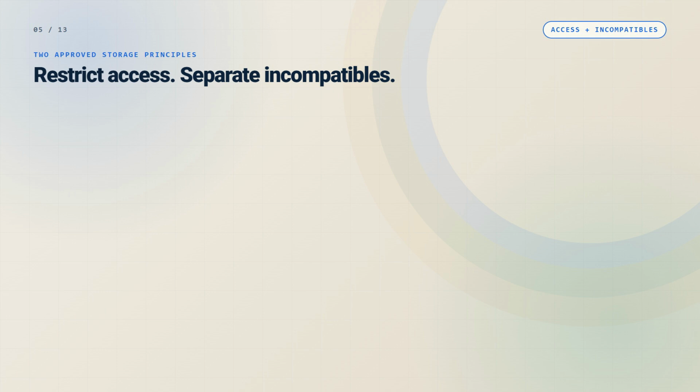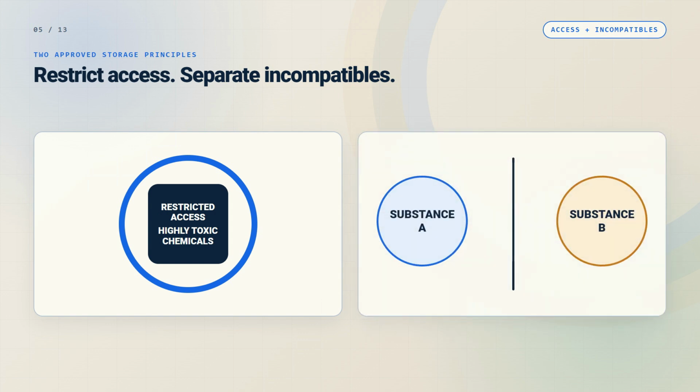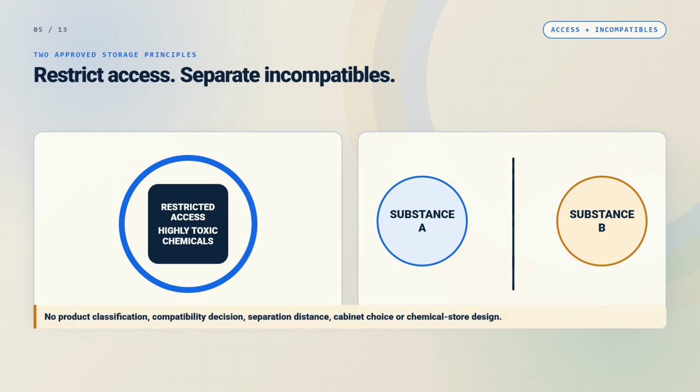Highly toxic chemicals require restricted access, while incompatible substances should be separated. The visual shows two abstract principles, restricted access and separation. It does not identify a product as highly toxic, classify compatibility, specify a separation distance, choose a cabinet, design a chemical store, or confirm that a real storage arrangement is suitable.